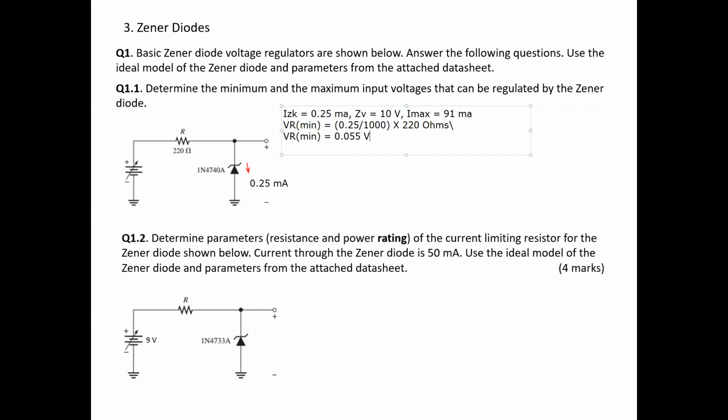Now what is the minimum voltage that we need to maintain from the input side? V in min, we need to have at least 10 volt, otherwise we can't have the regulation. 10 volt plus, in order to have this minimum current, we need to have another 0.055 voltage drop there, so that gives you 10.055. This is the minimum voltage that we need to maintain. Then we will find the maximum voltage that we can have. To get that figure, we need to look at the maximum current that we can have through this Zener diode.